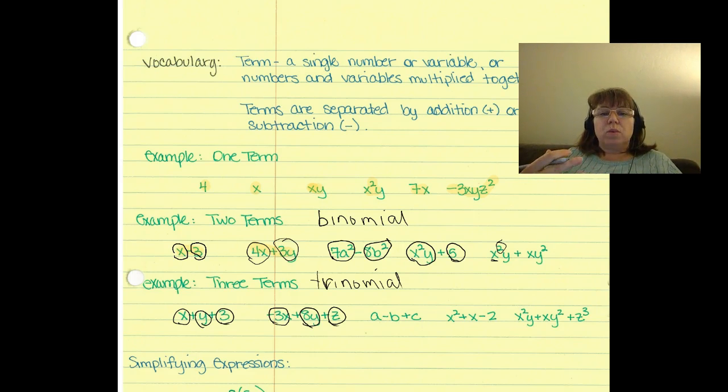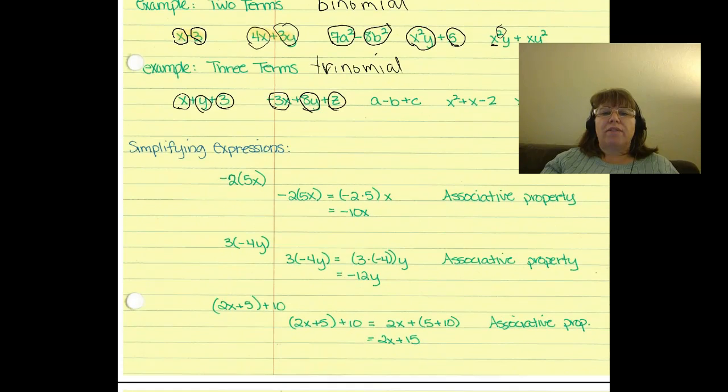Now, once we have an expression and we have several terms, we want to be able to simplify our expressions. We have a couple of properties we want to recall. We have our associative property. That means I can regroup things, do some math, and simplify it.